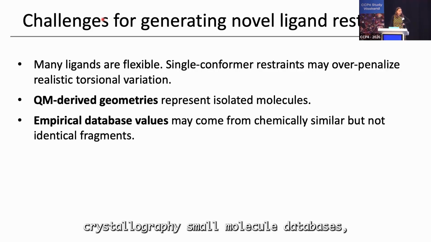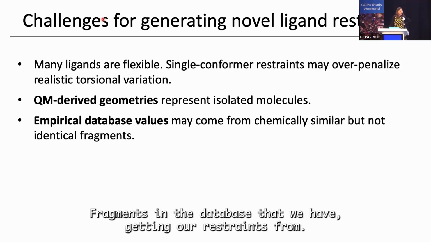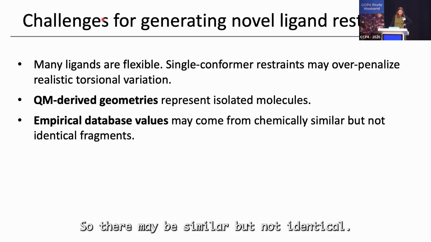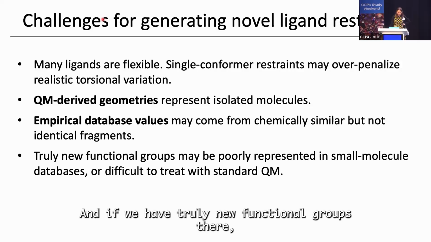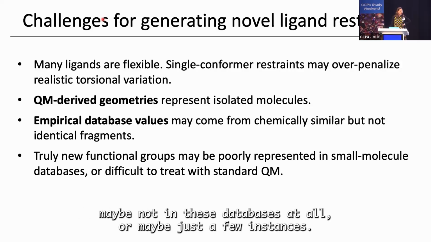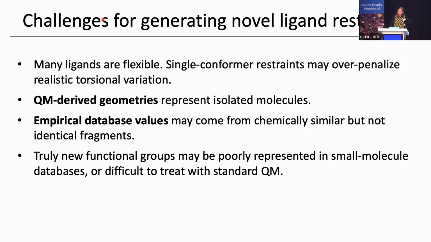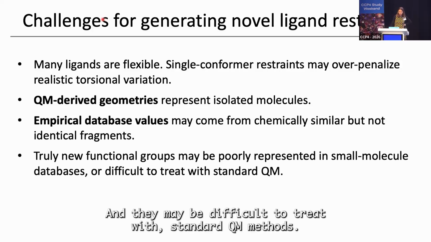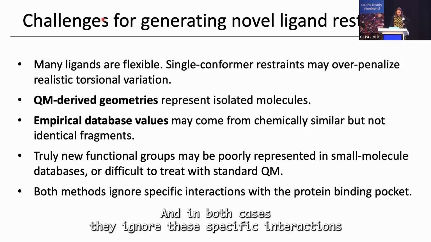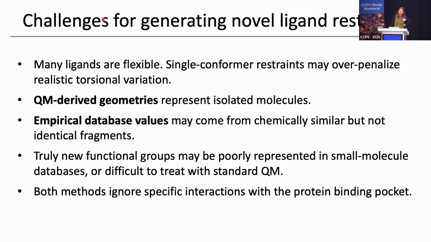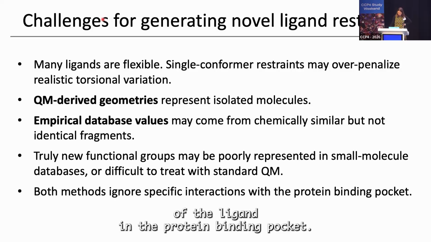If we use these crystallography small molecule databases, then there may not be exactly the same fragments in that database that we are getting our restraints from. They may be similar, but not identical. And if we have truly new functional groups, they may not be in these databases at all, or there may be just a few instances, and they may be difficult to treat with standard QM methods. And in both cases, they ignore the specific interactions of the ligand in the protein binding pocket.